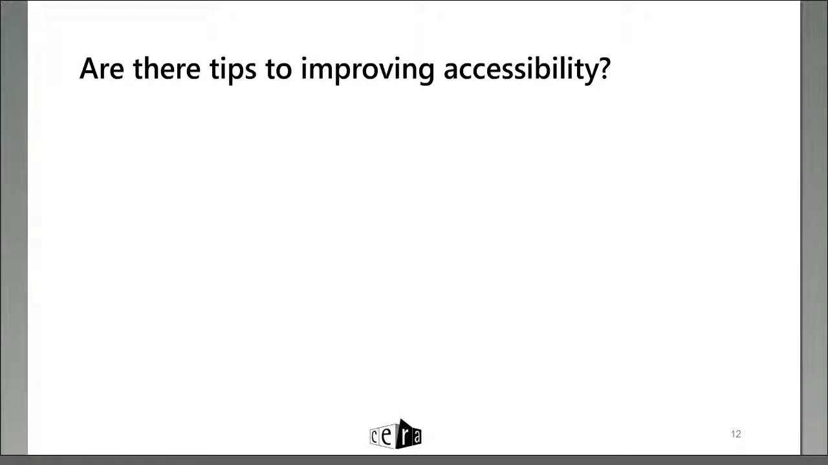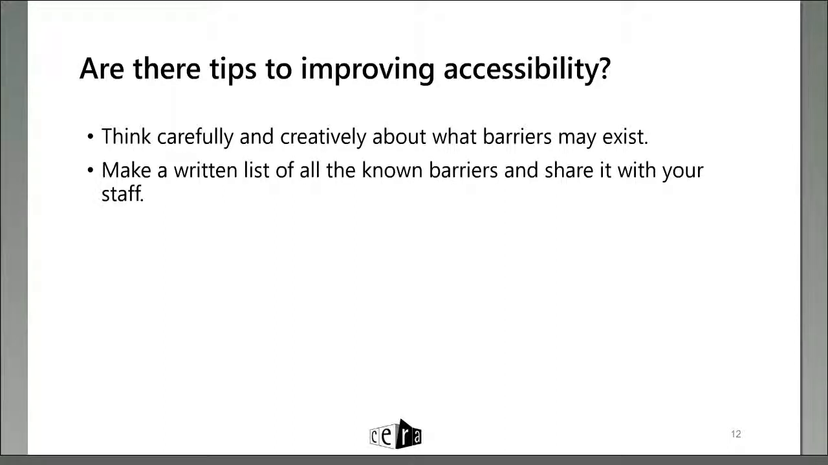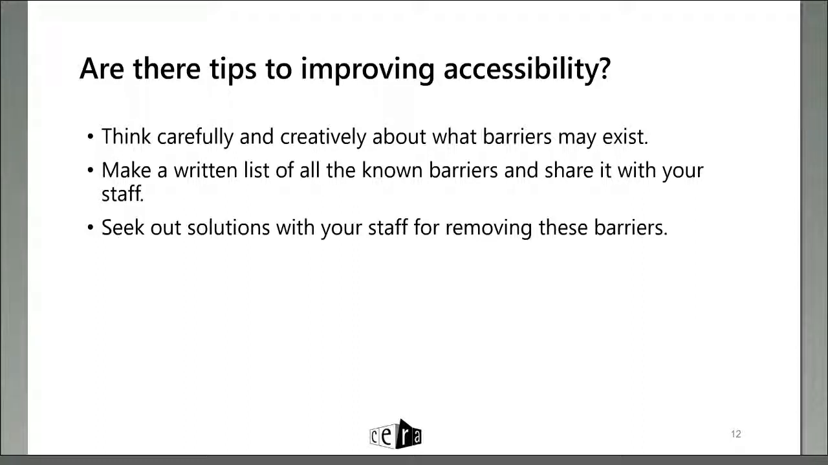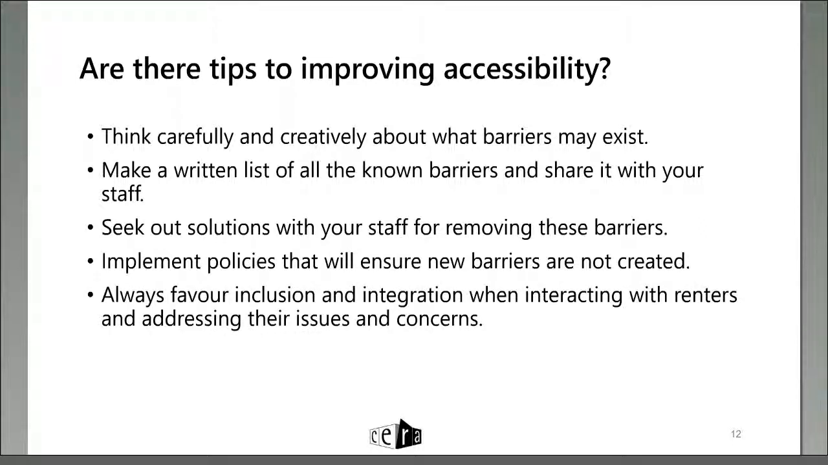So you might be wondering if we have any tips for you to improve accessibility. And we do. So first, think carefully and creatively about what barriers may exist. Make a written list of all the known barriers and share it with your staff. Seek out solutions with your staff for removing these barriers. Implement policies that will ensure new barriers are not created.